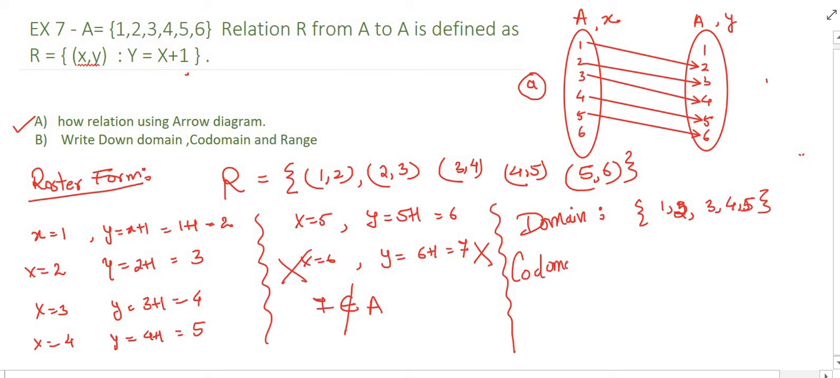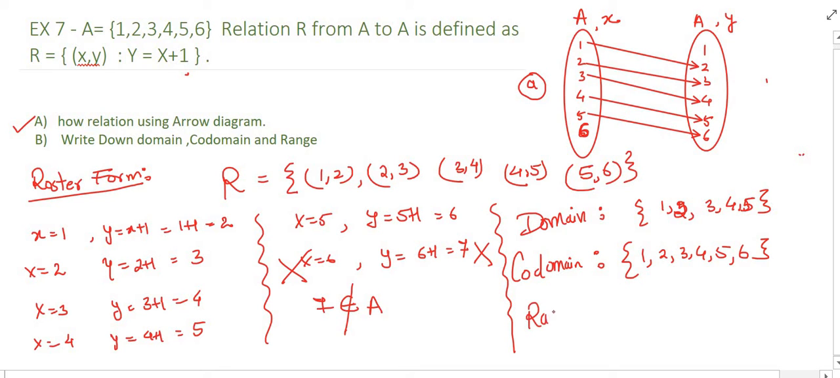And what is codomain? I told you codomain means the entire set B. Here B is not a separate set, A itself is being used. Codomain is 1, 2, 3, 4, 5, 6. See, it is including 6. In domain, 6 is not included because 6 is not having any image.